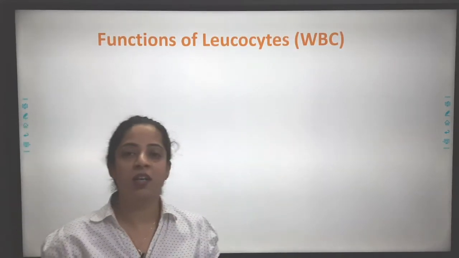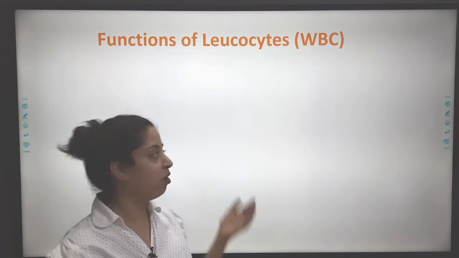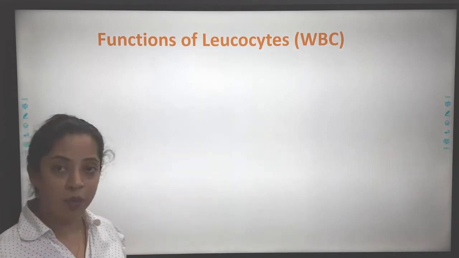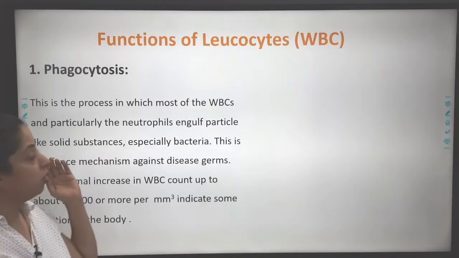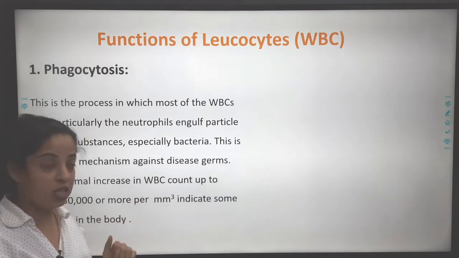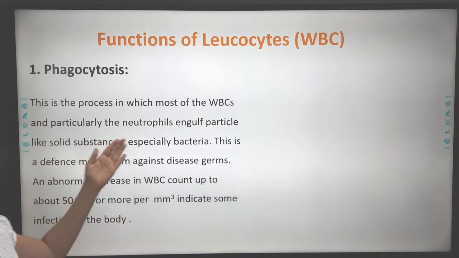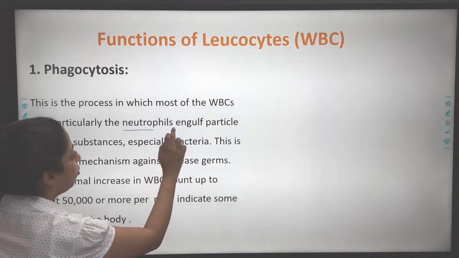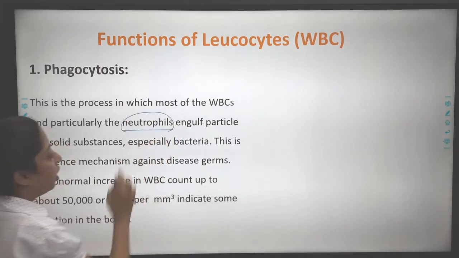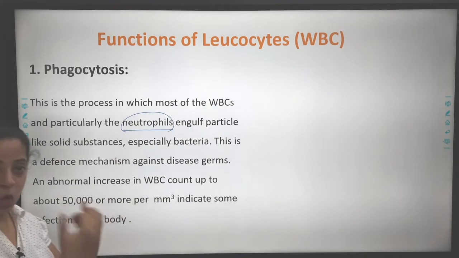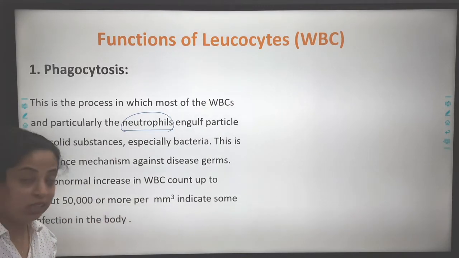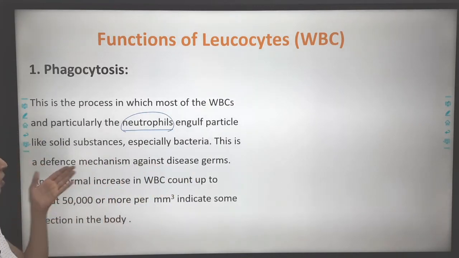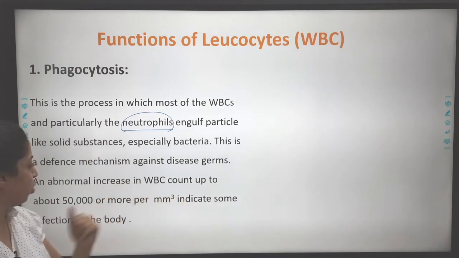So we have studied all the types of WBC. Now let's go on to the functions of WBC. The first function is phagocytosis. This is the process in which most of the WBC, and particularly the neutrophils, engulf particle-like solid substances, especially the bacteria. This is a defense mechanism against disease germs.